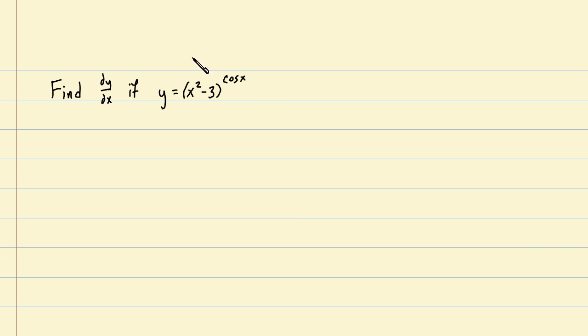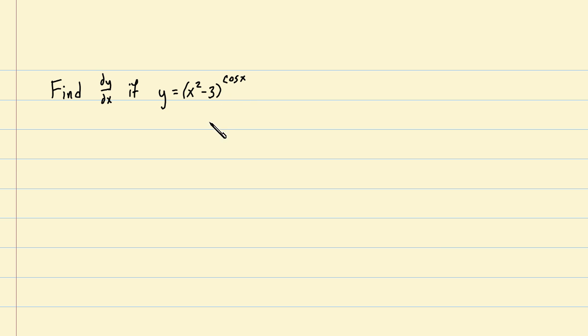Okay, here we need to differentiate this expression, the quantity x squared minus 3 raised to the cosine of x. Now that right there should draw your attention immediately. We have a variable in our exponent. This means we cannot apply the normal power rule, where we simply bring down the exponent in the front and drop it by 1, because that only applies when the exponent is a constant. And we don't have that here.